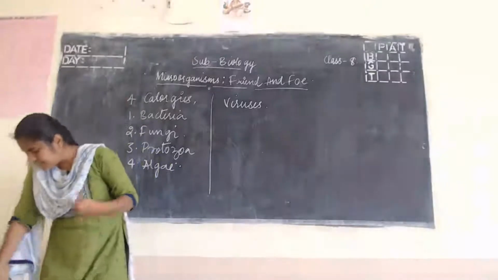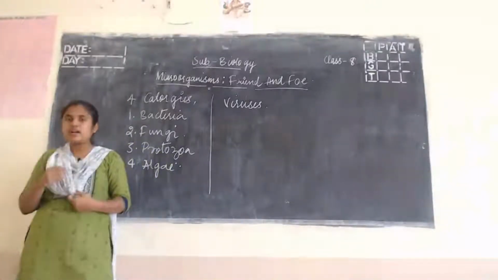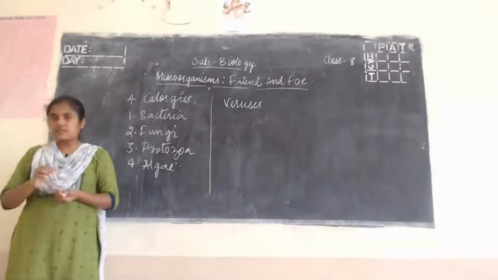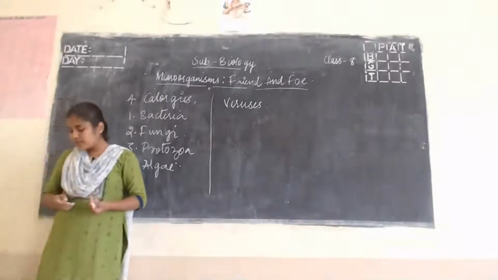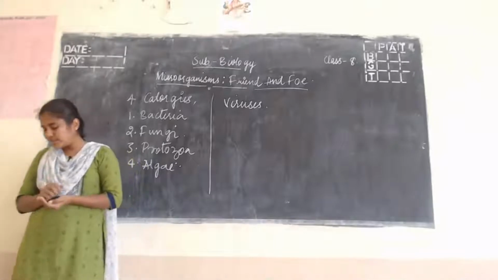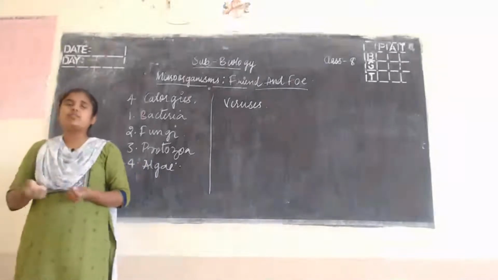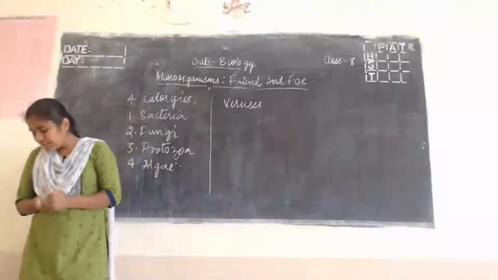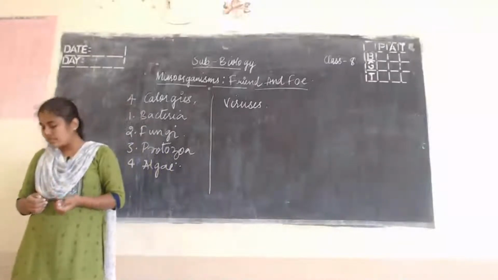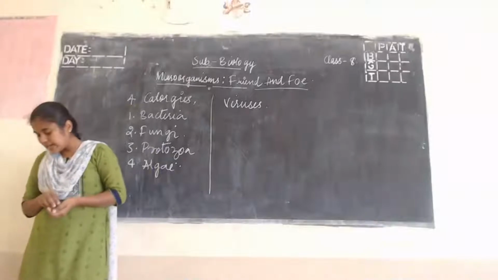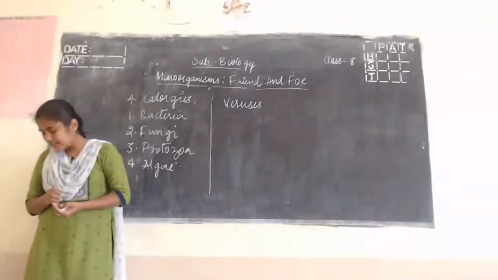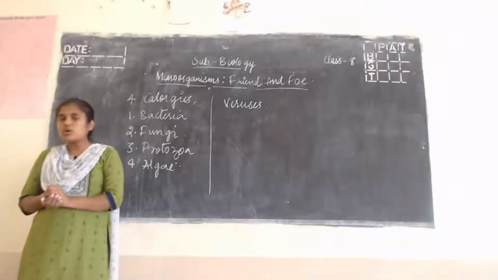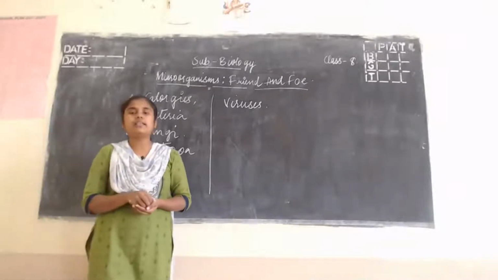So we'll see that dysentery and malaria are caused by protozoa. Then we have some diseases like cold, influenza, and different types of coughs, which are caused by viruses. What are the different diseases that are caused by viruses? We have polio and chickenpox. These are caused by viruses.